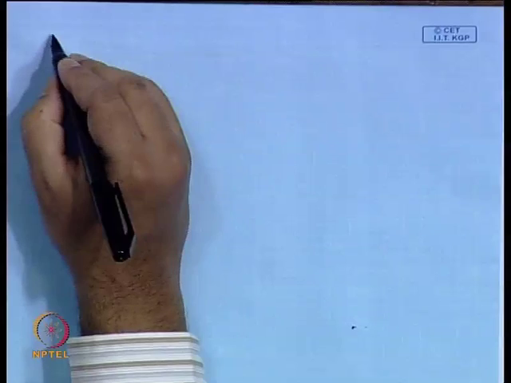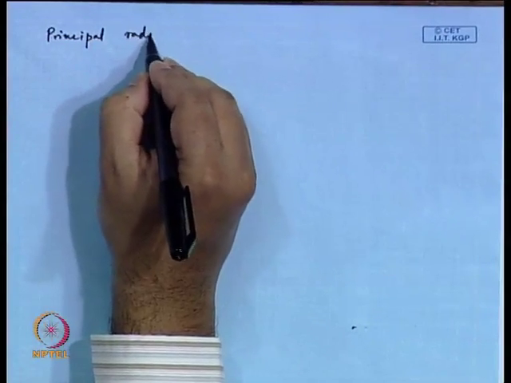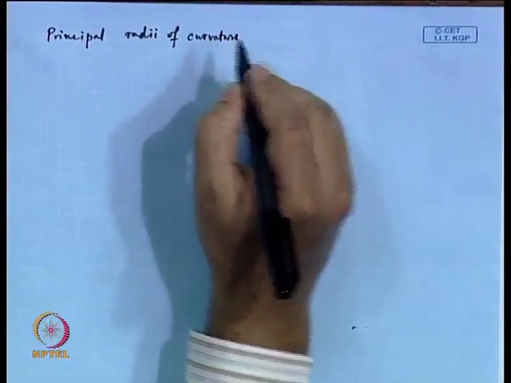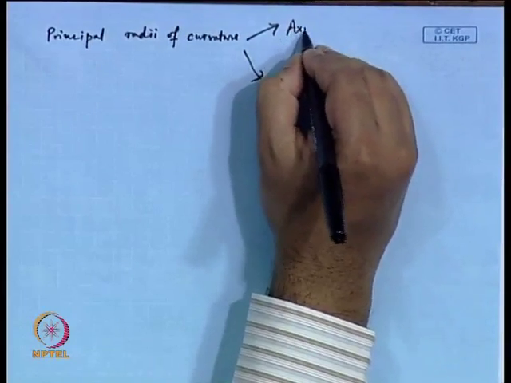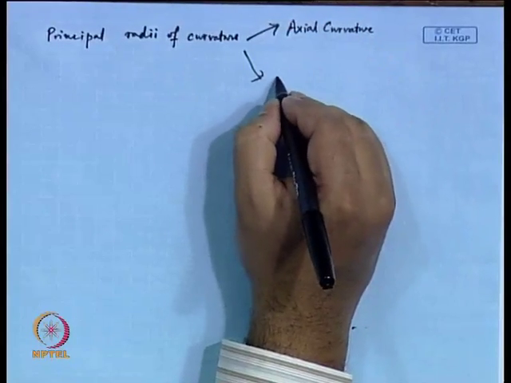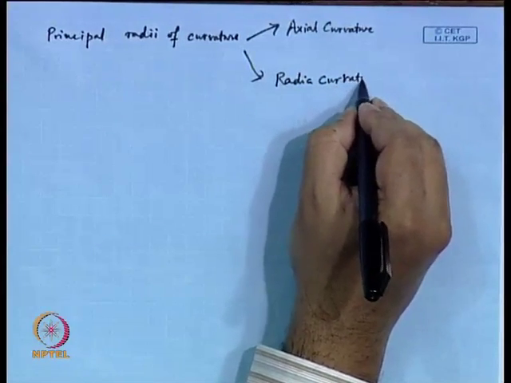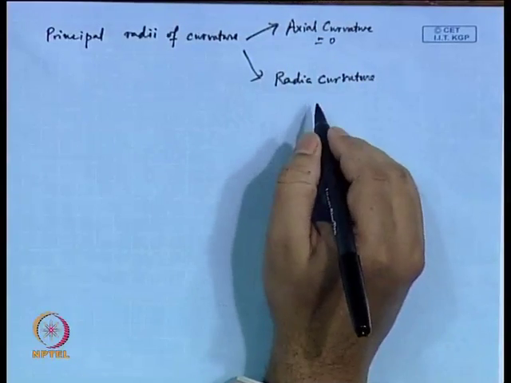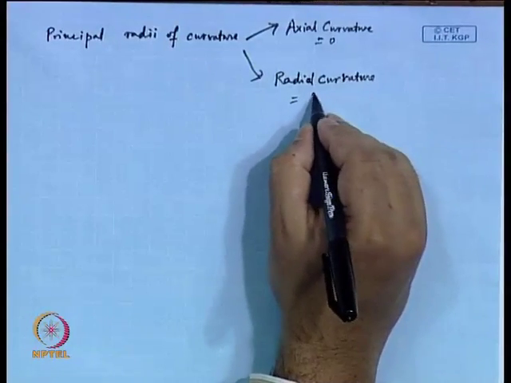So, when we talk about the principal radii of curvature, radii itself being plural, you have one which is the axial curvature and the other which is the radial curvature. The axial curvature for the cylinder is equal to 0, and the radial curvature is equal to the radius of the cylinder.